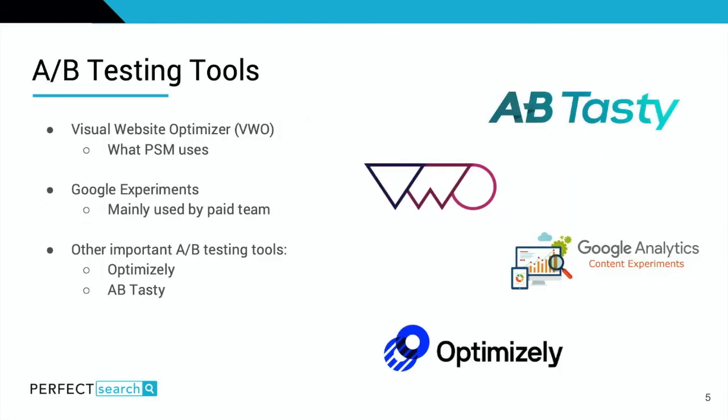So now that you know the why and the what, you can learn the how. So how do companies A/B test? The most common way that they do this is through testing tools. Us at Perfect Search, we use a tool called Visual Website Optimizer, otherwise known as VWO, and later in this training we'll actually walk through a simple test build out that is using VWO.